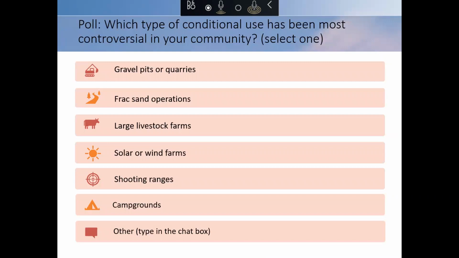Okay, and now we have another poll. All right, our second question. Which type of conditional use has been most controversial in your community? Please select one. Gravel pits or quarries, frac sand operations, large livestock farms, solar or wind farms, shooting ranges, campgrounds, or other. If you select other, please feel free to type in the chat box.